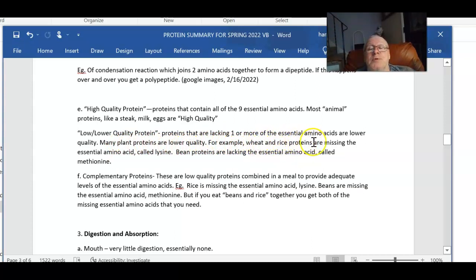Wheat protein and rice proteins are missing the essential amino acid called lysine. Lysine is essential. You have to eat it in your diet. Beans have proteins in them, and they're lacking the essential amino acid called methionine. So they don't have all 9 essential amino acids. The wheat and rice and the beans are all lacking 1 essential amino acid.